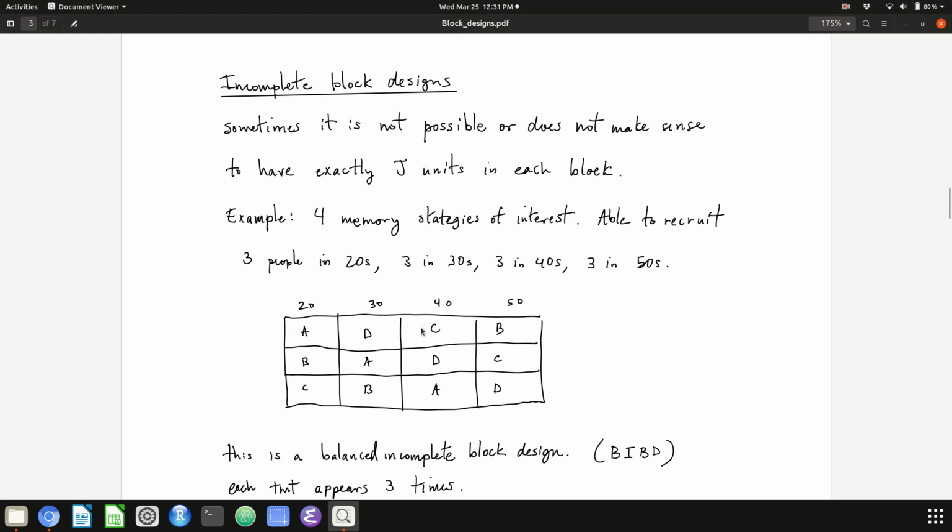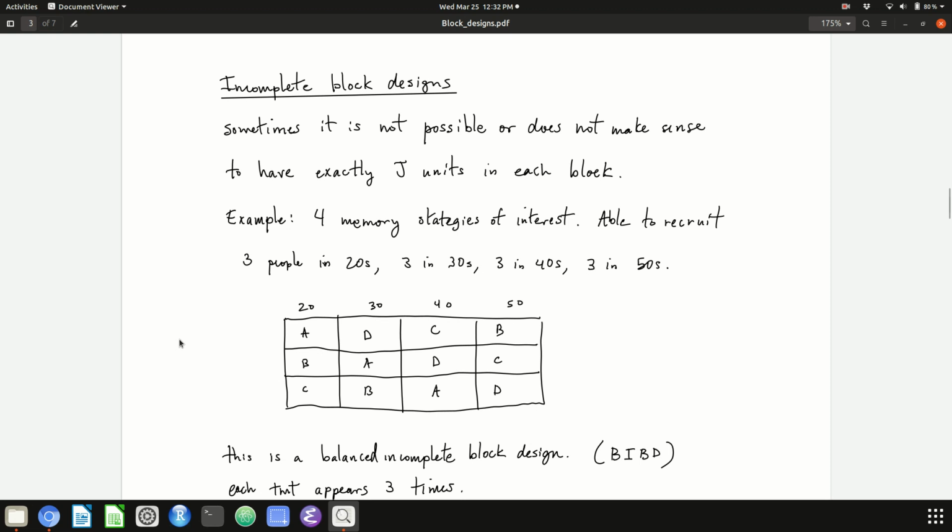Because you're dividing them up by decade of age, you only have 3 units in each block, whereas you have 4 memory strategies: A, B, C, and D. So what do you do in this situation? You can't do a complete block design because you have fewer units in each block than you have treatments. You have 3 units in each block, but 4 treatments. But you can do something called an incomplete block design. In an incomplete block design, that just means that within each block, you give a subset of the treatments.